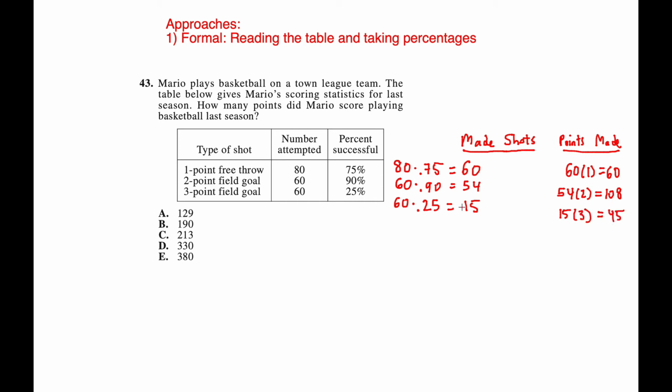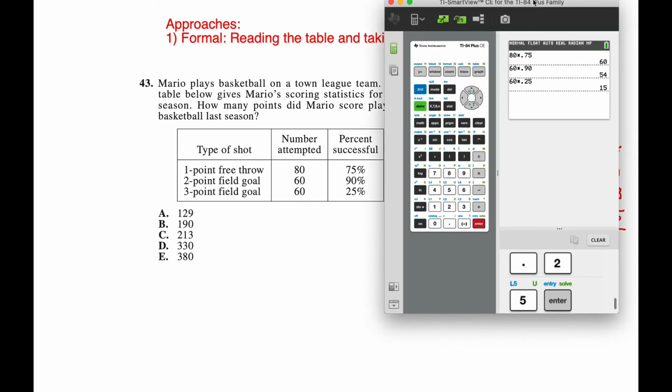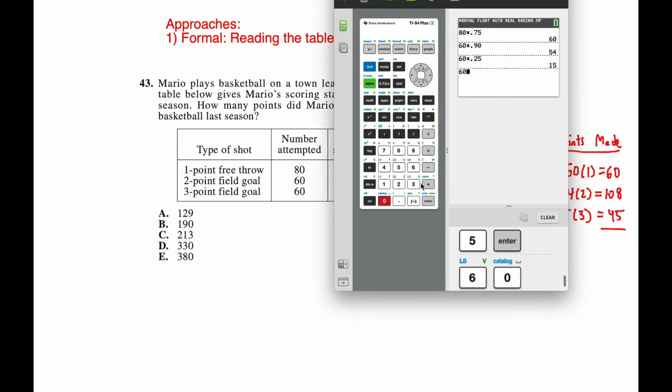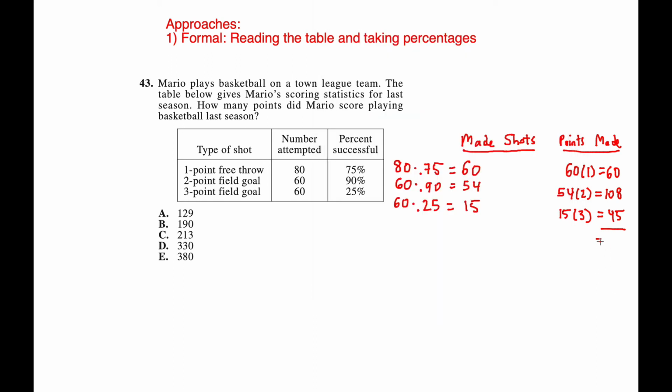And then the last thing is that we wanted to calculate the total number of points that he made. So we can add all these up together: 60 plus 108 plus 45. And that should be our answer, which is 213. And that is answer choice C.